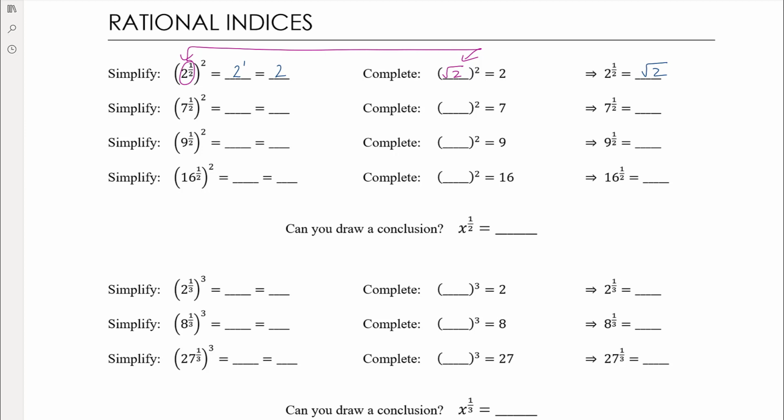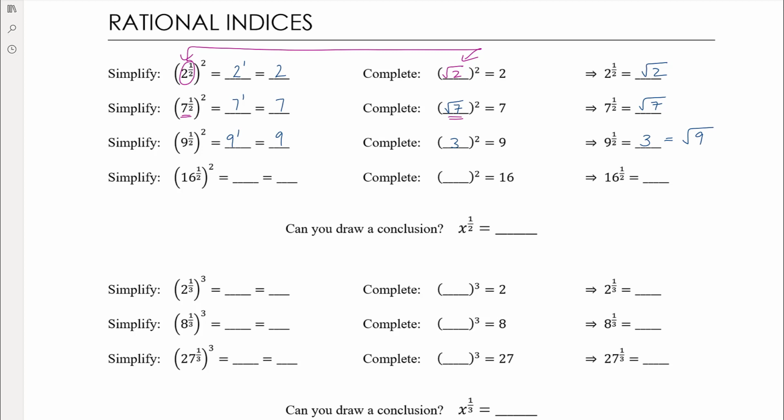7 to the power of half all squared is 7 to the 1, which is 7. So something squared equals 7. We know that's root 7 squared equals 7. And so therefore, that tells us that 7 to the power of a half has to be the same as root 7. 9 to the power of a half squared is 9 to the power of 1, which is 9. So what squared equals 9? We know 3 squared equals 9. That means 9 to the power of a half equals 3, which means that it must be the square root of 9.